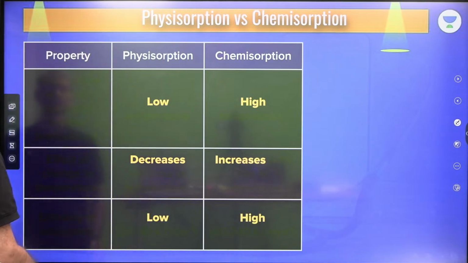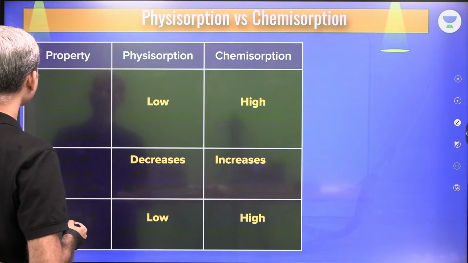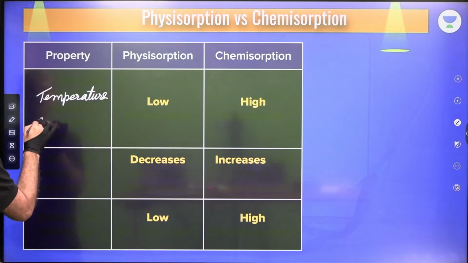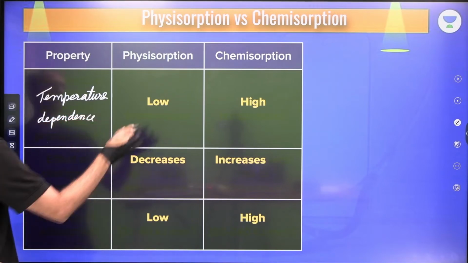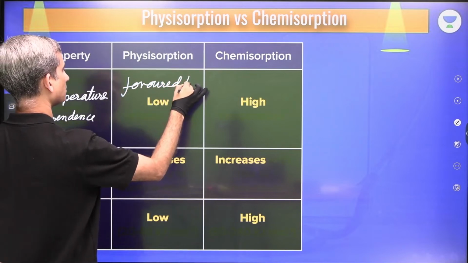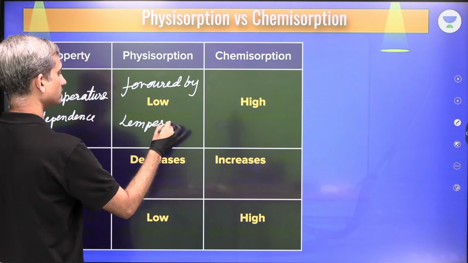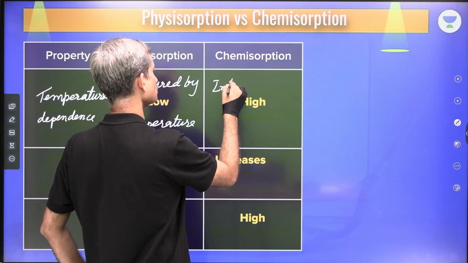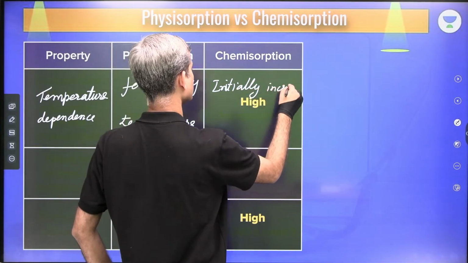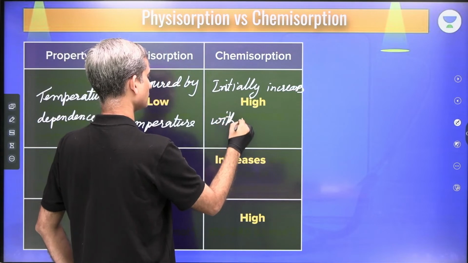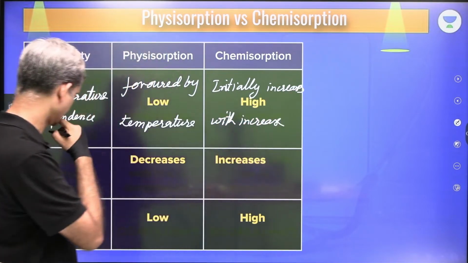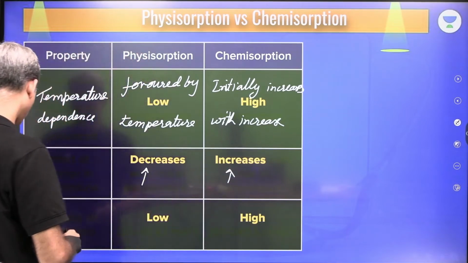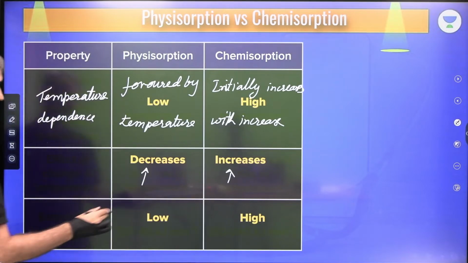Now when you talk about the temperature at which adsorption is more pronounced, the temperature dependence: physisorption is favored by low temperature, while chemisorption initially increases with increase in temperature. So here, with increase in temperature this one decreases, with increase in temperature this one increases. So here it's the energy change.